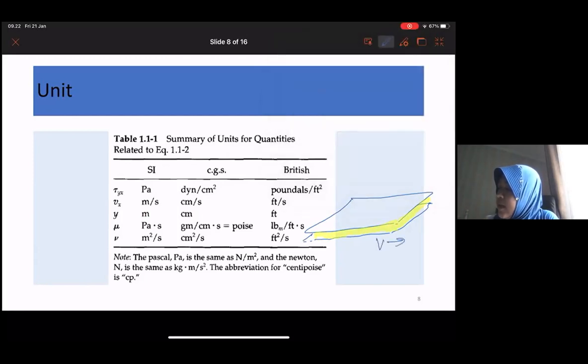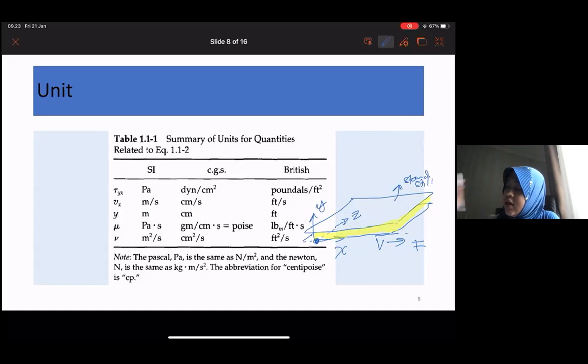This one, the upper plate, has the velocity, while this one stays still. Because we have the velocity in that direction, of course we're going to have the force. And in transfer phenomena, we first have to define the coordinates. So let's make this the origin 0, this is the coordinate x, this is coordinate y, and this direction is coordinate z.